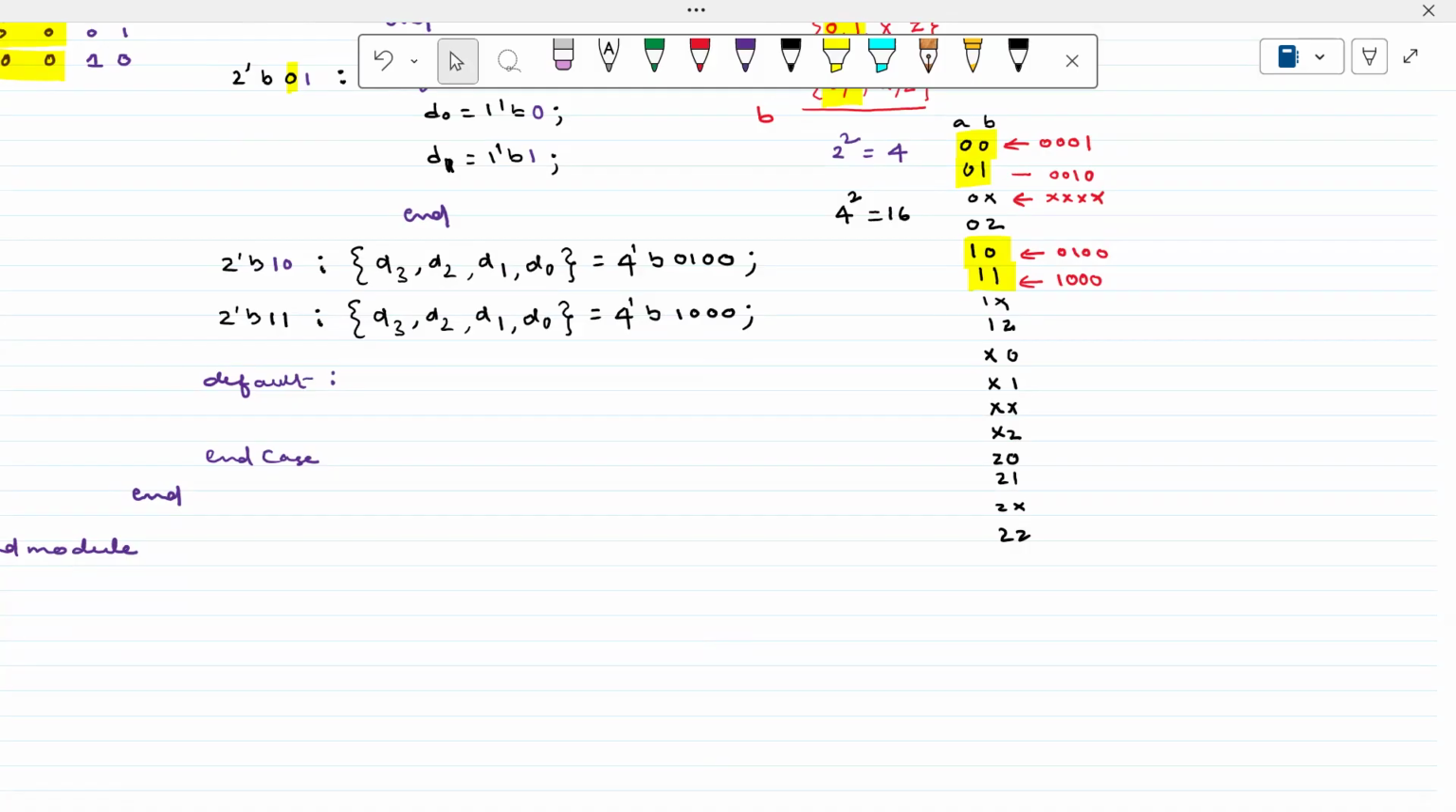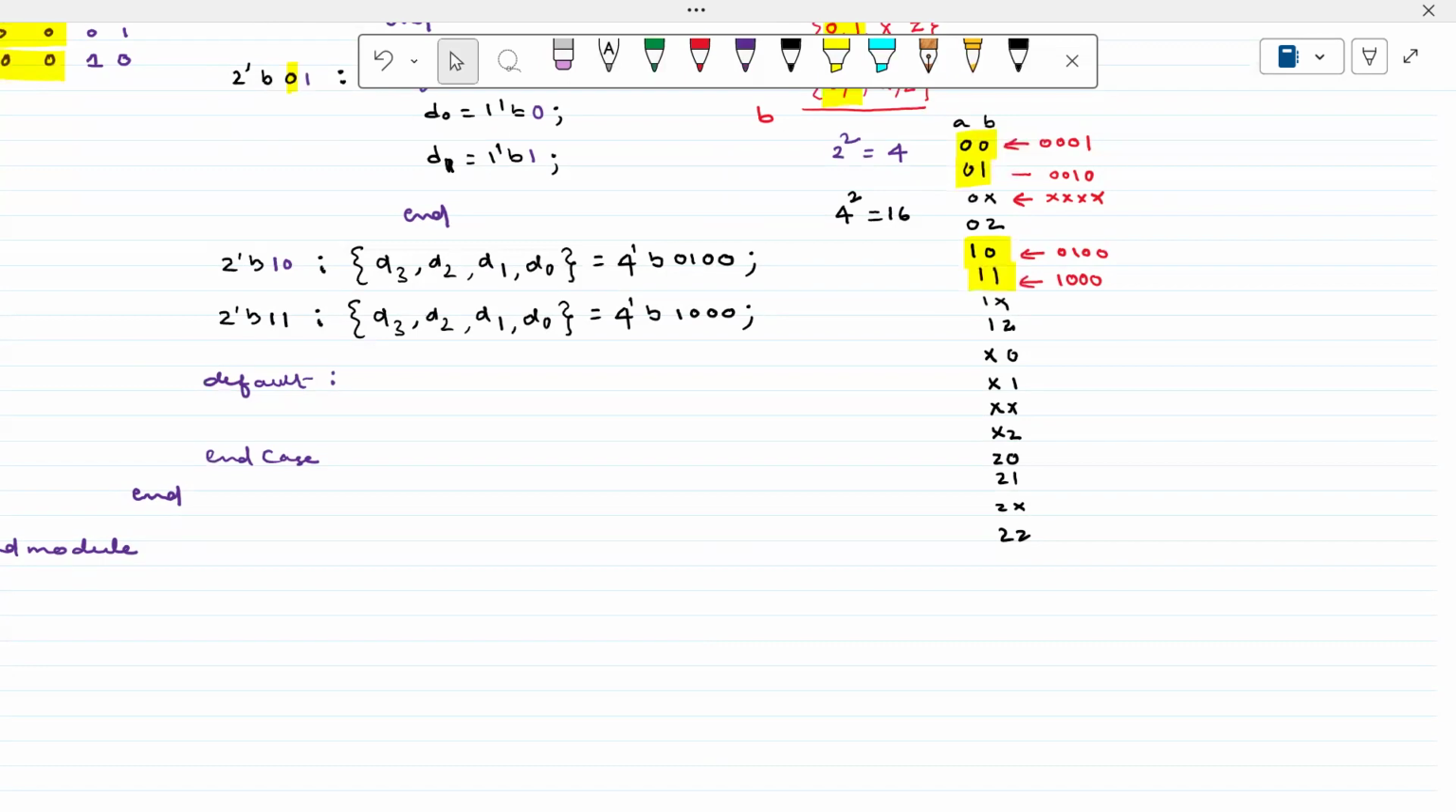Since there is a possibility that we have 16 possible combinations, since we are taking 2 variables and each variable takes 4 values, we have 16 possible combinations. But out of 16 possible combinations, we are writing only 4 combinations. For all other combinations, we are calling it the default case. And for the default case, we pick some values.